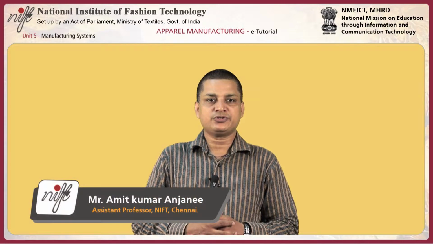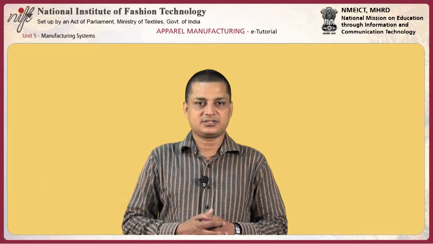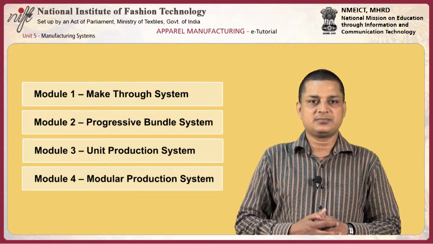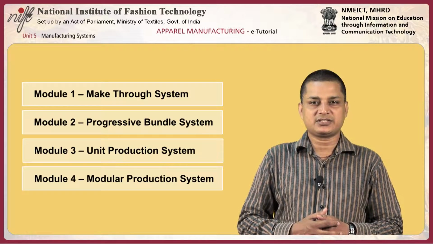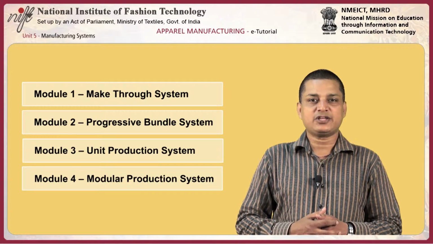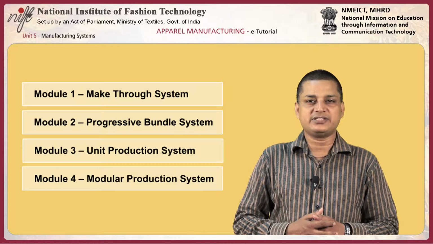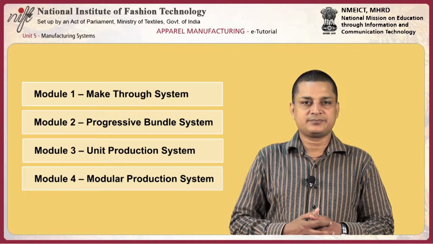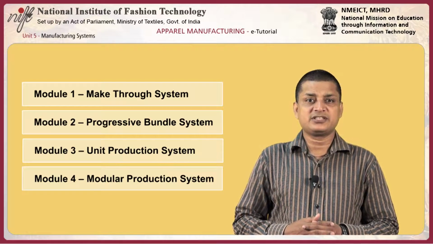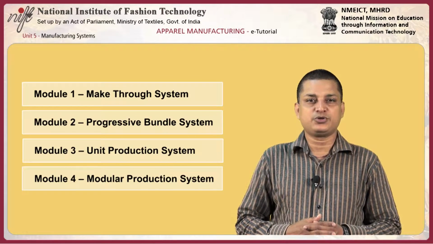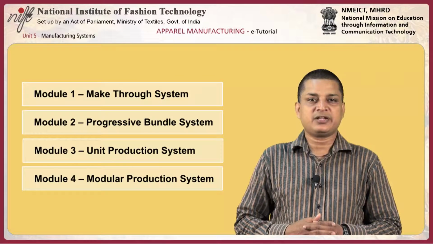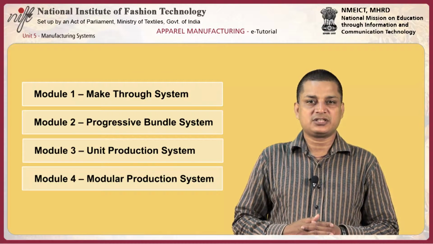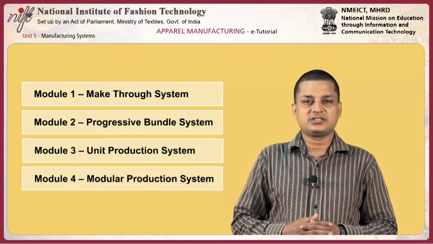This unit will introduce you to manufacturing systems. An apparel production system is an integration of materials handling, production processes, personnel and equipment that directs workflow and generates finished products. The types of production systems commonly used in mass-produced apparel are make-through production system, progressive bundle unit system, unit production system, and modular production systems.